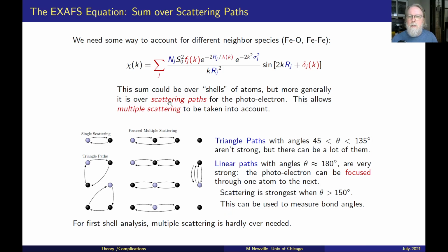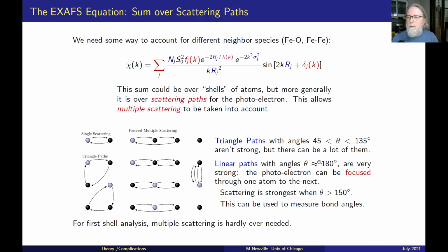And so there are lots of paths that we can include. For the most part, single scattering is where you want to start. Multiple scattering might be taken into account. Triangular paths with angles around 90 degrees are usually not so important. There's not strong scattering, but there are lots of them available in a system, so they might need to be included in the modeling.